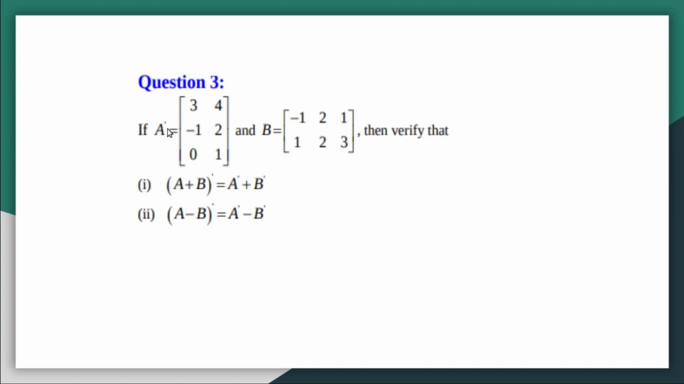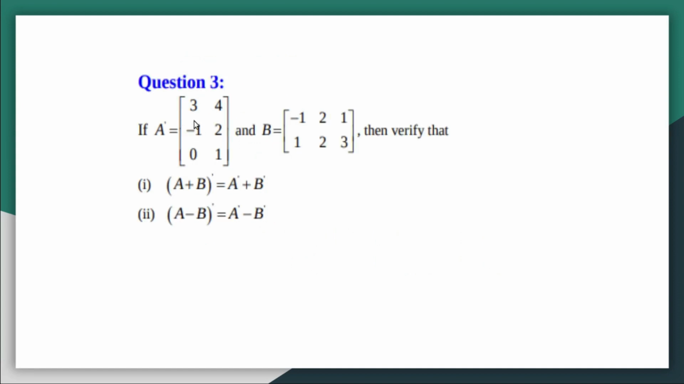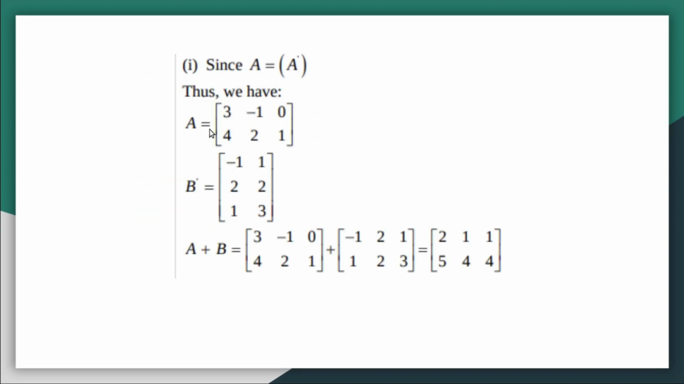Given A transpose, we have to find A equal to A transpose of this matrix. A equal to (A transpose) whole transpose. So A equal to first row becomes first column, second row write it as second column. So A is 3 minus 1, 0, 4, 2, 1.